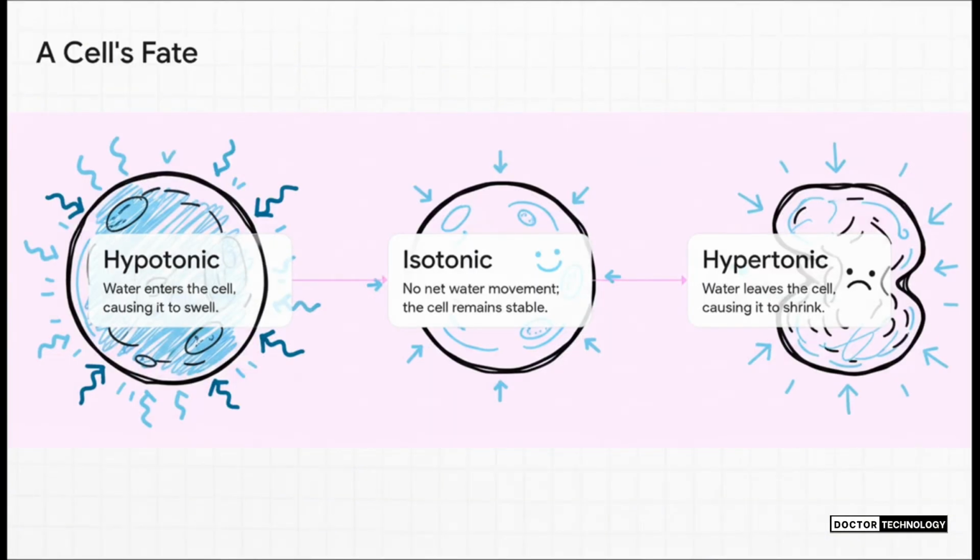And this just lays it out perfectly. In a hypotonic solution, water floods into the cell and it swells up like a water balloon. But in a hypertonic solution, all that water gets sucked out, and the poor cell shrivels up like a raisin. It's only in an isotonic solution where the cell's perfectly happy and stable, with no net water movement.